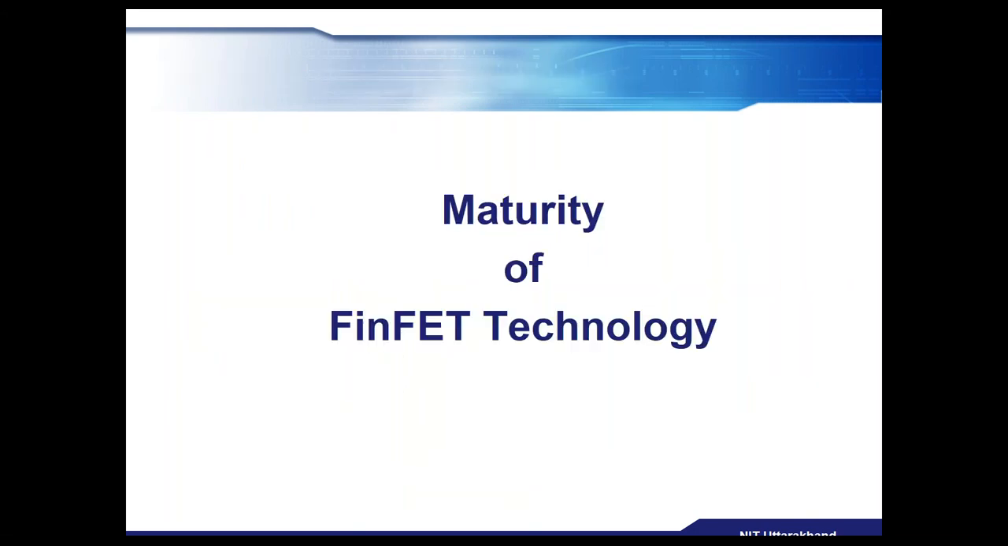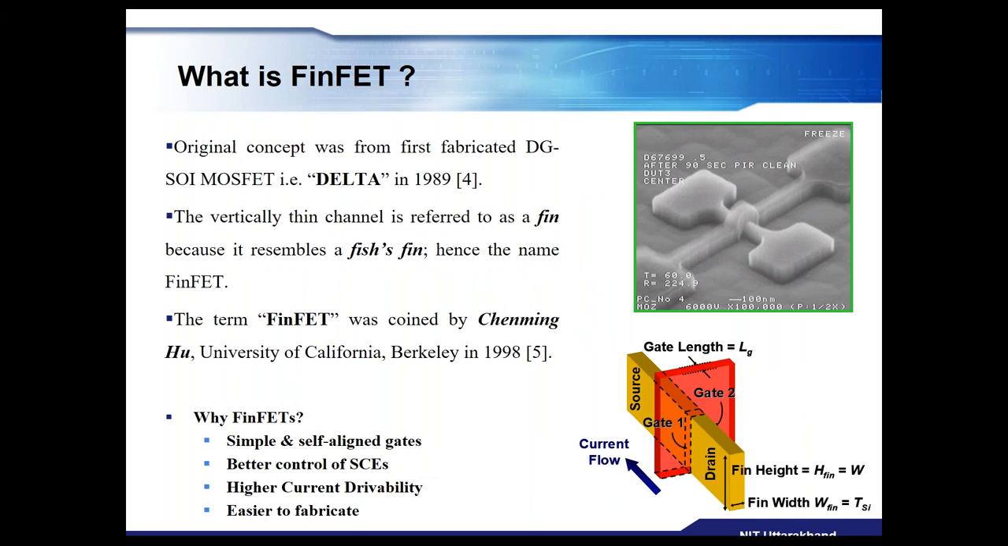And that is why in 1989 the first SOI MOSFET device that is actually vertical based was formed. We call it a double gate SOI device, and they named it delta. But it didn't gain any attention at that time, and thereafter, 10 years later in 1999, Chen Ming Hu, who is an R&D director of TSMC and basically from the University of California, Berkeley, and his group again coined this as a FinFET device instead of calling it delta. The vertical thin channel.